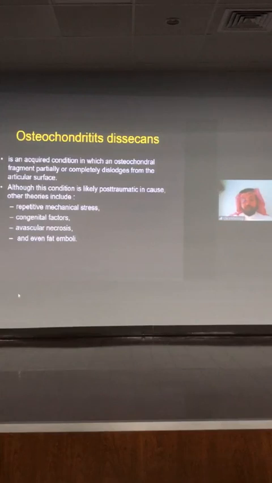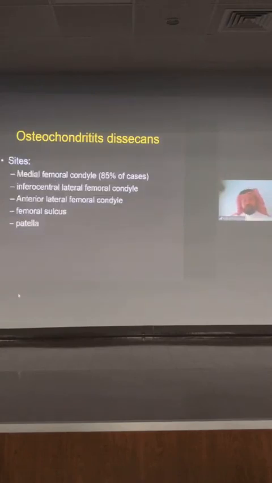Sometimes they think it is post-traumatic, but the theories include repetitive mechanical stress, congenital factors, maybe avascular necrosis. Some people even suggest that it is caused by fat emboli. Nobody knows exactly why osteochondritis dissecans happens.